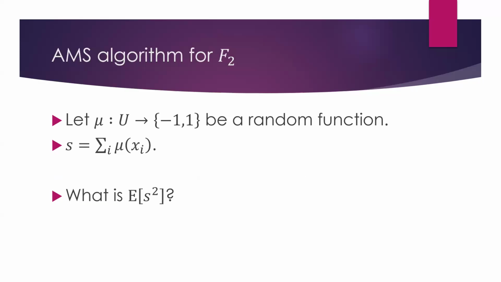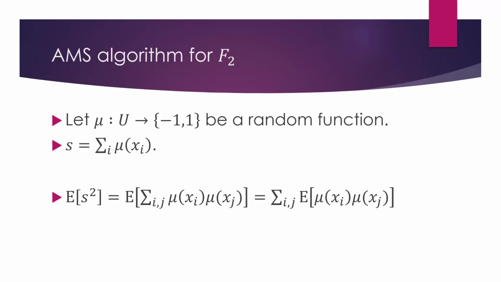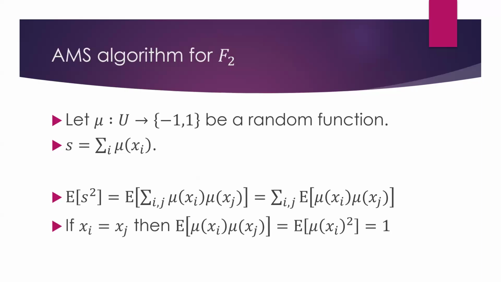It turns out that this is true in general, that the expectation of this counter squared is always going to be exactly the second frequency moment. And why is that? Because what is S squared? This is just the sum over all pairs of indices of this function mu at xi times this function mu at xj. And by linearity of expectation, it is enough to just ask ourselves what is the expectation of this product for two particular indices. If in those two indices I see the same element, so mu returns the same thing, then mu of xi squared is always going to be 1, because it is either 1 times 1 or minus 1 times minus 1. So for a pair of indices that are pointing towards the same element, the expectation of this product is 1.